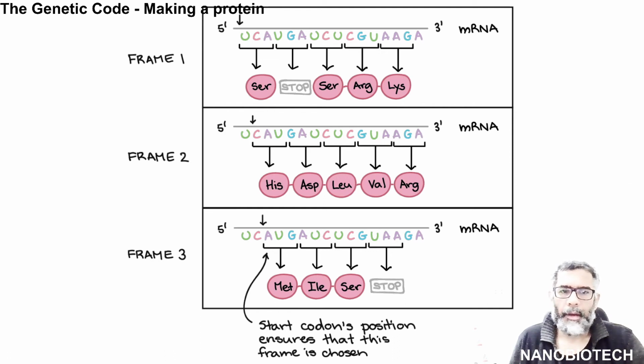These are the frames. So how does a cell know which one of these proteins to make? The start codon is the key signal because translation begins at the start codon and continues in successive groups of 3. The position of the start codon ensures that the mRNA is read in the correct frame. An example over here is in frame 3. See, you start from the start codon.